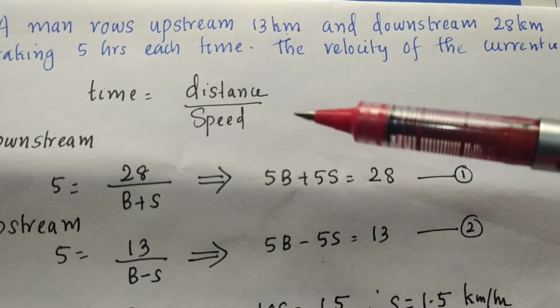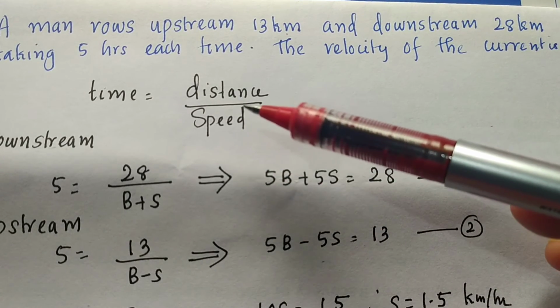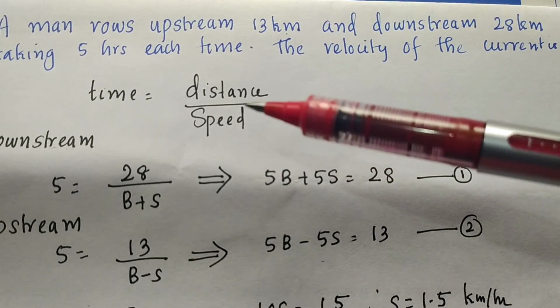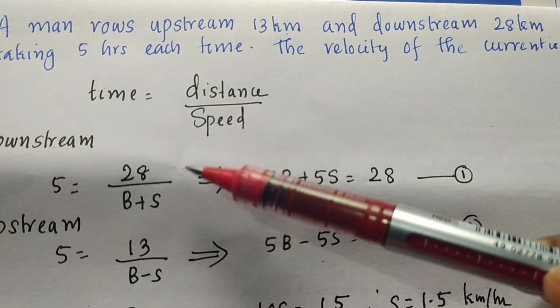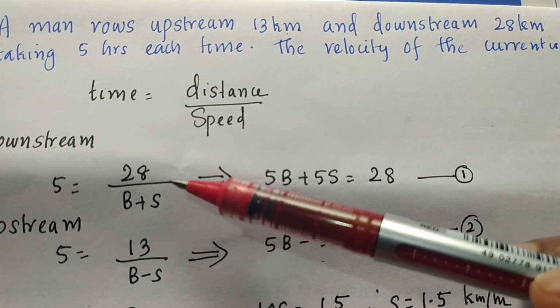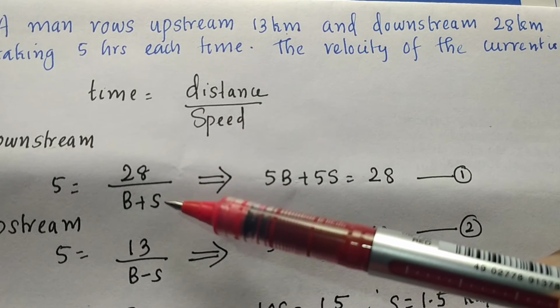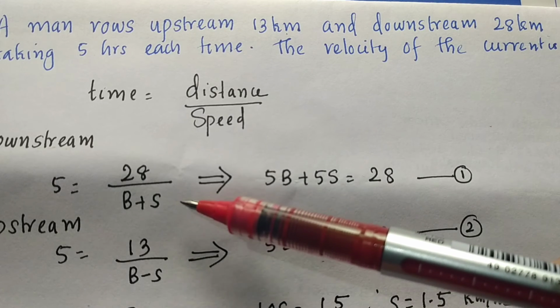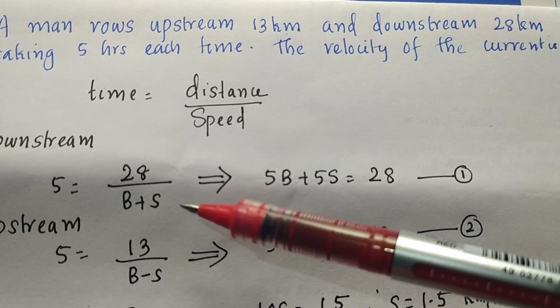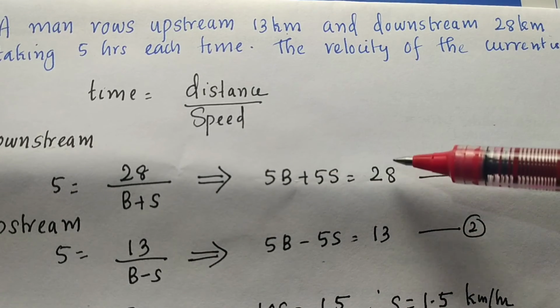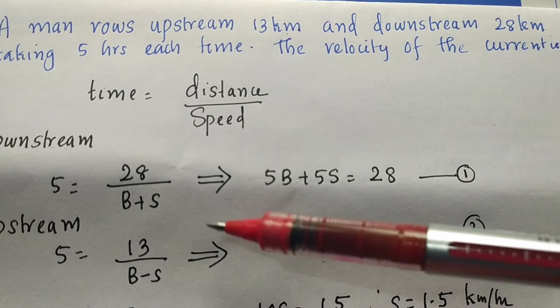So first we will take the downstream case. Here to travel 28 km downstream, he has taken 5 hours. So 5 hours is equal to distance by speed, 28 km by downstream speed, that is B plus S. So 5 is equal to 28 by (B plus S). By solving this, 5 into (B plus S) is equal to 28.